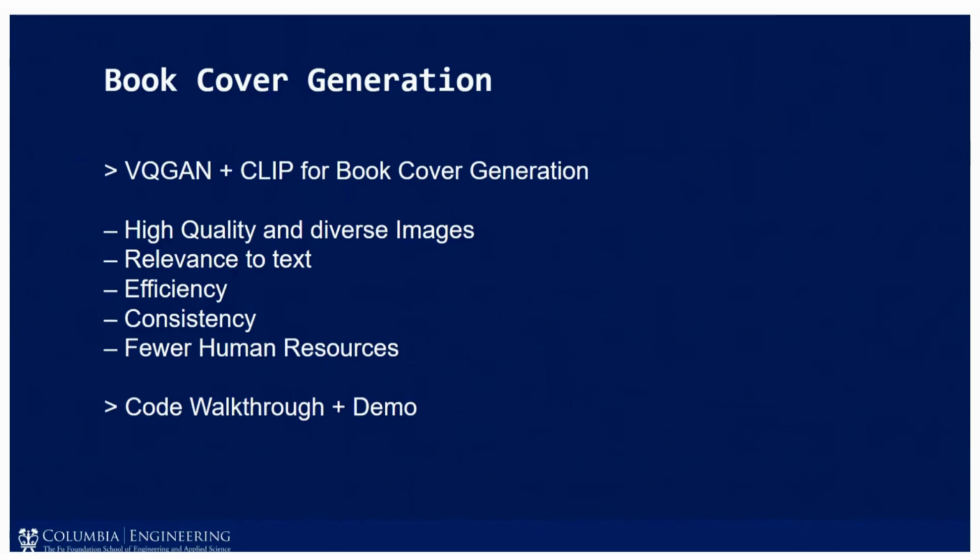Efficiency can be improved. Fewer human resources would be necessary, and there would be consistency by using a machine learning model to generate book covers. That was about VQGAN and CLIPs.